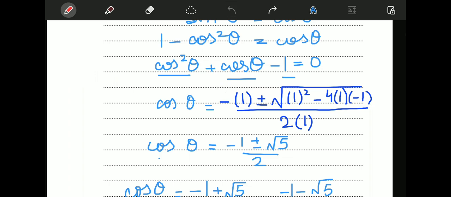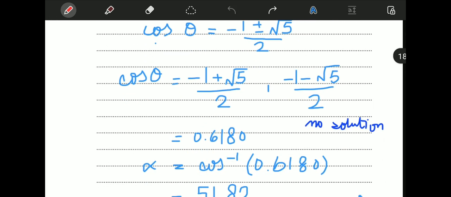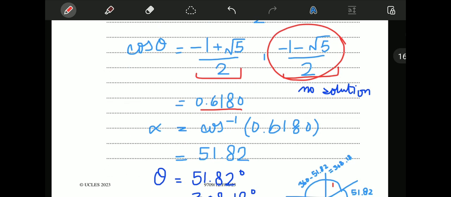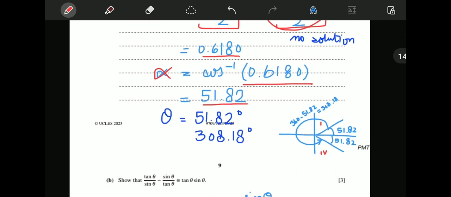Now we have to find the angle theta. For that we have the two values for cos theta. Solving this will give us no solution, okay, and this part will give us this value, which is in decimal. So first we'll find alpha. We know that alpha is cos inverse of this quantity, and this is your basic angle.